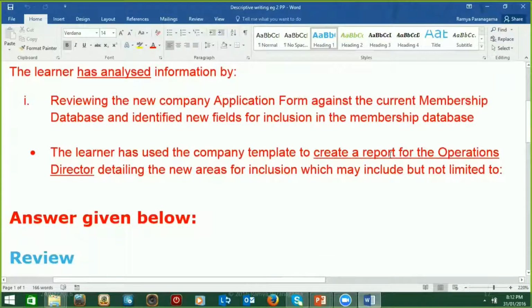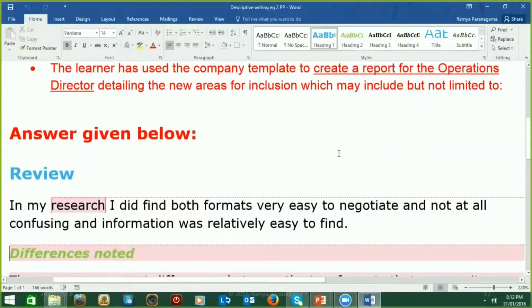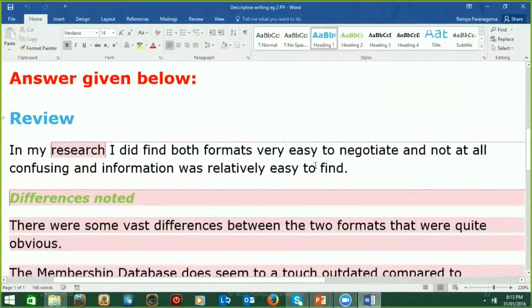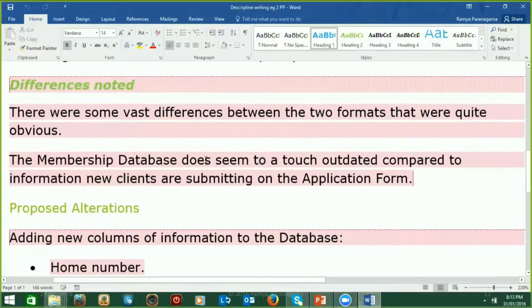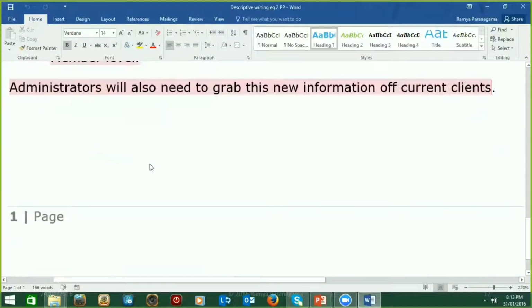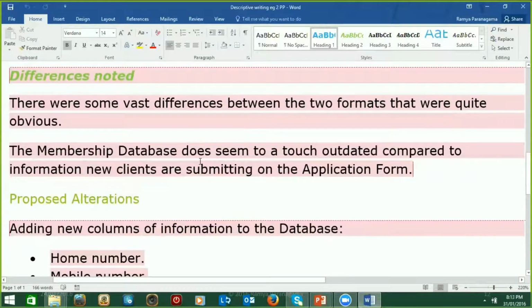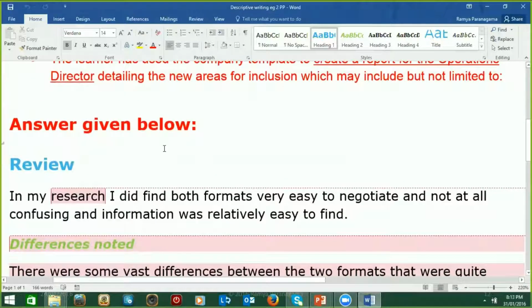And then it says create a report. A report means a report of professional standards. It should be self-explanatory, right? It has a summary, an introduction, and then the findings and the analysis, then the data, evaluation, discussion, conclusion, and finally recommendations. No such thing there, so there is no report either. It says differences noted here, proposed alterations. That's it. That's the report. So this has no valid information at all.